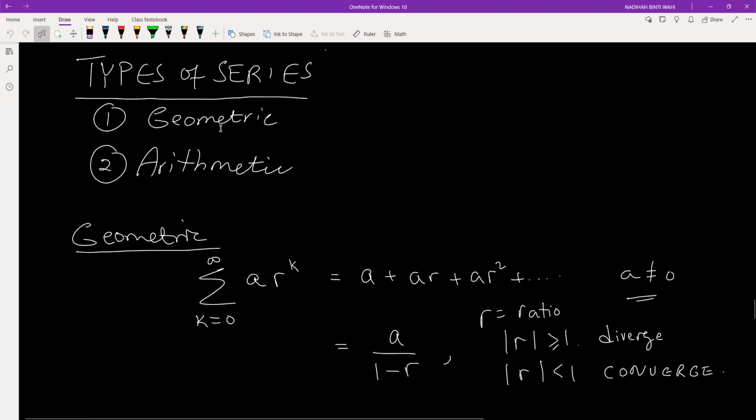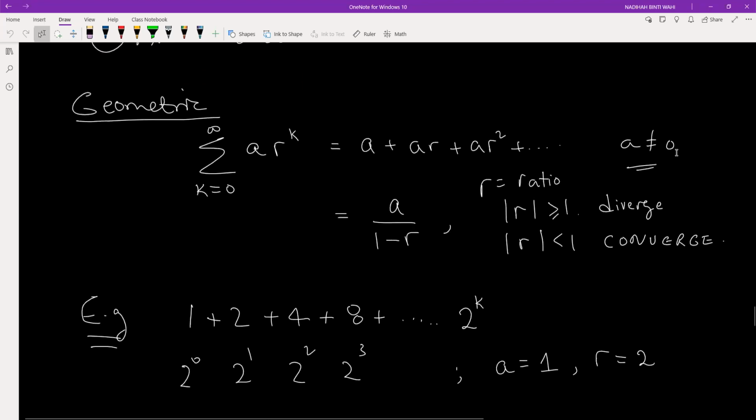Okay, so we showed that you have two series, geometric and arithmetic. You can see that depending on the ratio, it will converge or diverge. So just try to manipulate that.